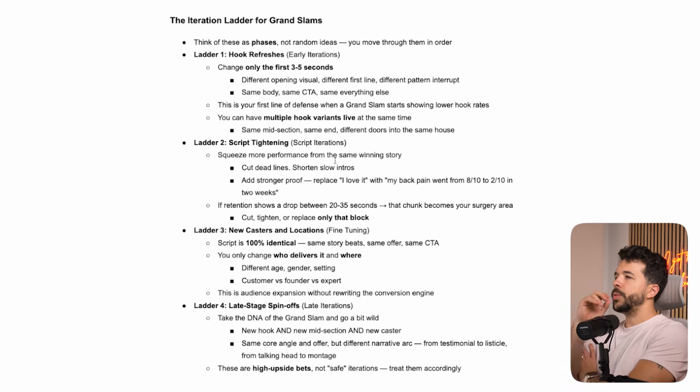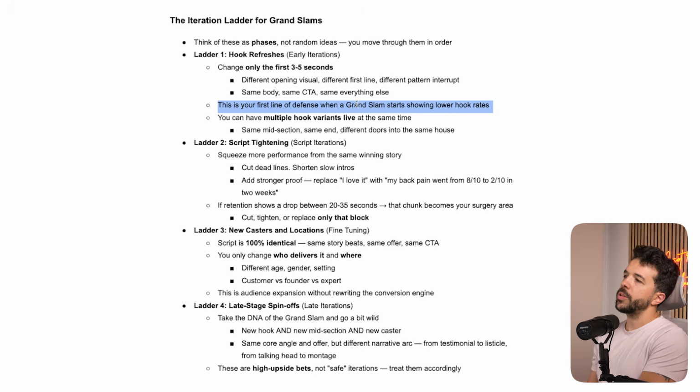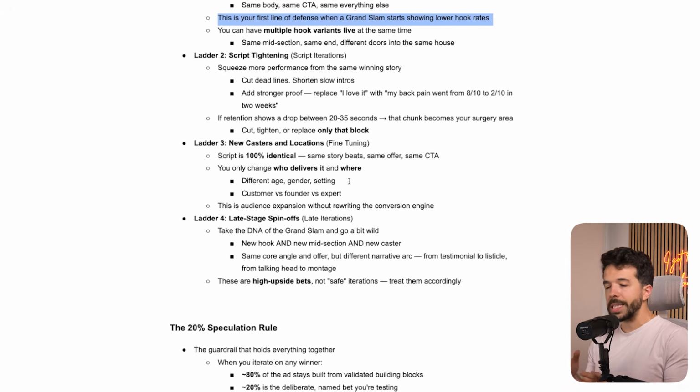One thing that I wrote here is that you start iterating when a Grand Slam winner starts showing lower hook rates. That's not necessarily true. You want to start iterating right away so that by the time results start going down, you already have an army of other winning iterations that are bringing in sales. So your ad spend stays stable, stays profitable, and you don't really fear the quote unquote death of your only one winner.